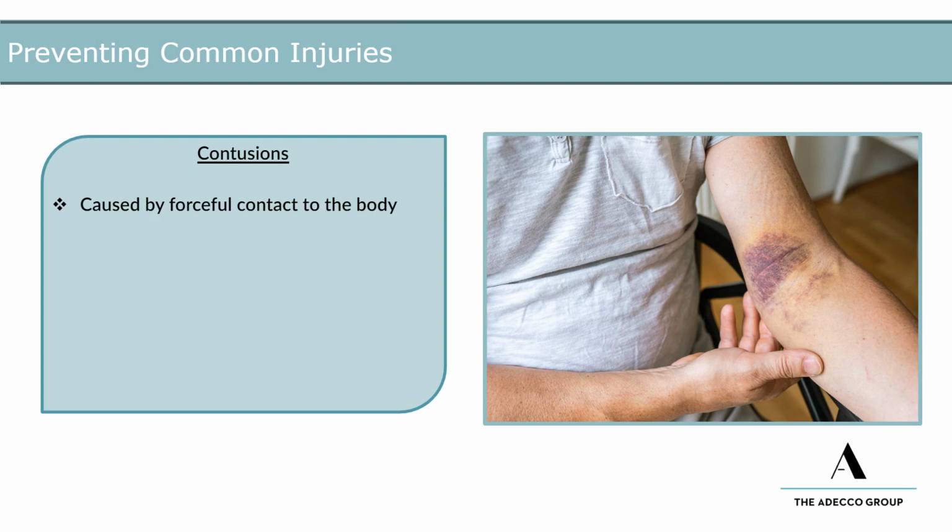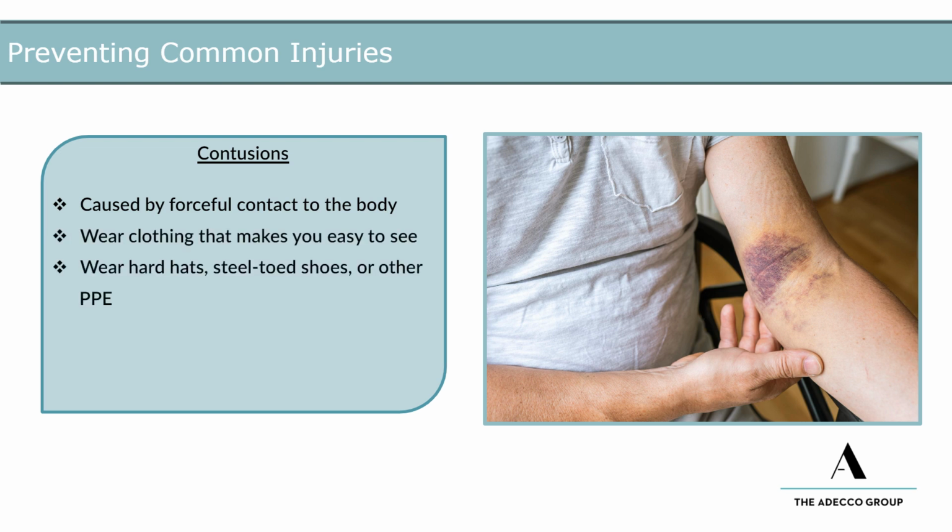Contusions, commonly called bruises, are caused by forceful contact between an associate and an object or piece of equipment. These are sometimes called struck by, struck against, or struck on injuries. Strategies for preventing contusions include wear clothing that makes you easy to see, such as reflective safety vests. Wear PPE such as hard hats and steel-toed shoes in environments, such as warehouses, where falling objects could be a hazard. Be careful moving through areas crowded by inventory or machinery.